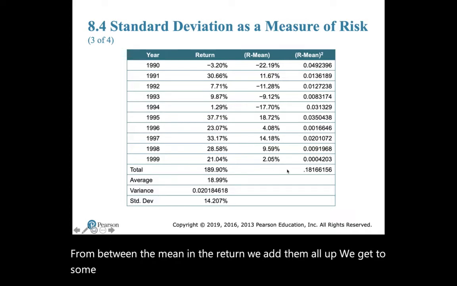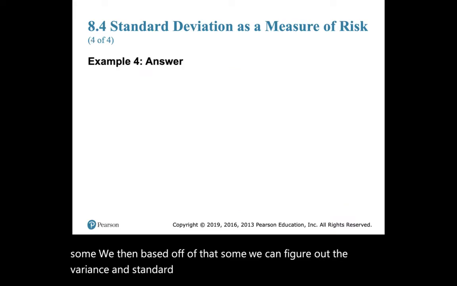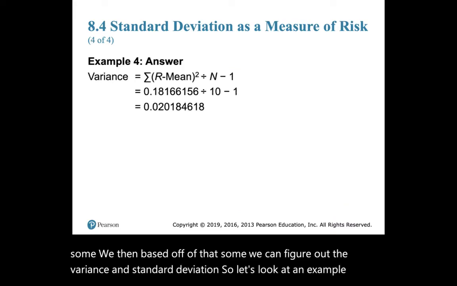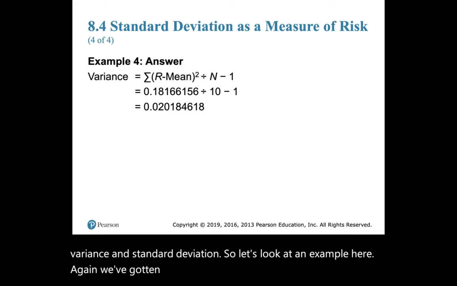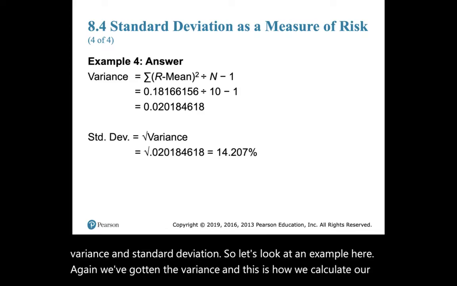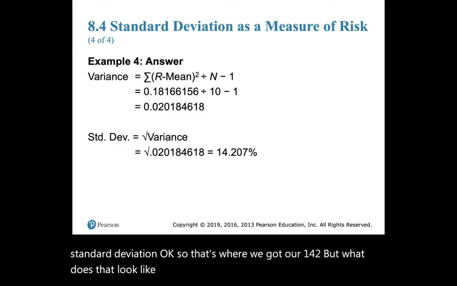Then based off of that sum, we can figure out the variance and the standard deviation. So let's look at an example here. Again, we've gotten the variance, and this is how we calculate our standard deviation. Okay, so that's where we got our 14.2%. But what does that look like in terms of an actual distribution curve?